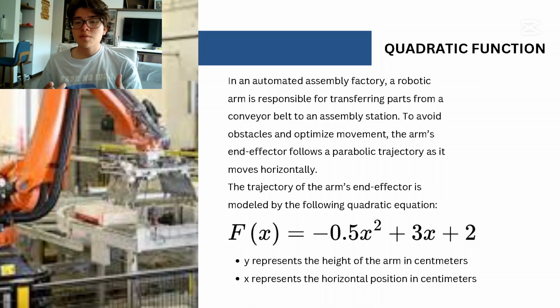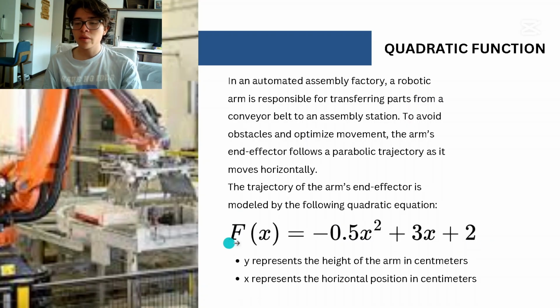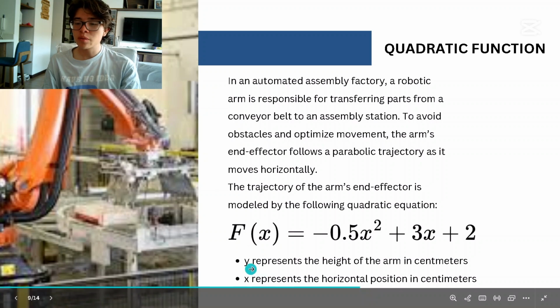For this exposition, we created a problem about a robotic arm that must be situated in a factory and is supposed to transfer parts from a conveyor belt to an assembly station. The movement of our robotic arm is set by this function here, where, as we already know, f of x or y represents the vertical position of our robotic arm, and x represents the horizontal position of our robotic arm in centimeters.